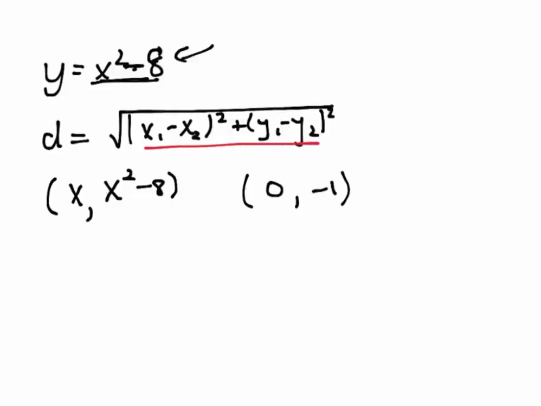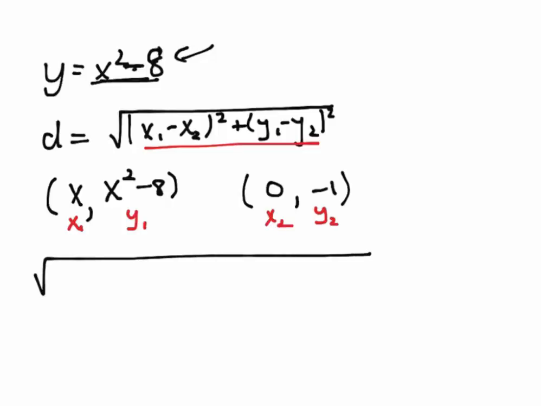Since we're using this formula here, let's call this one my x1 and my y1, and my x2 and my y2. So if I plugged into this distance formula, x1 minus x2 would be x minus 0, and we have to square it, plus y1 minus y2 would be, see if you follow me here, x squared minus 8 minus the negative 1, which would really be plus 1, right? And we're going to square that.